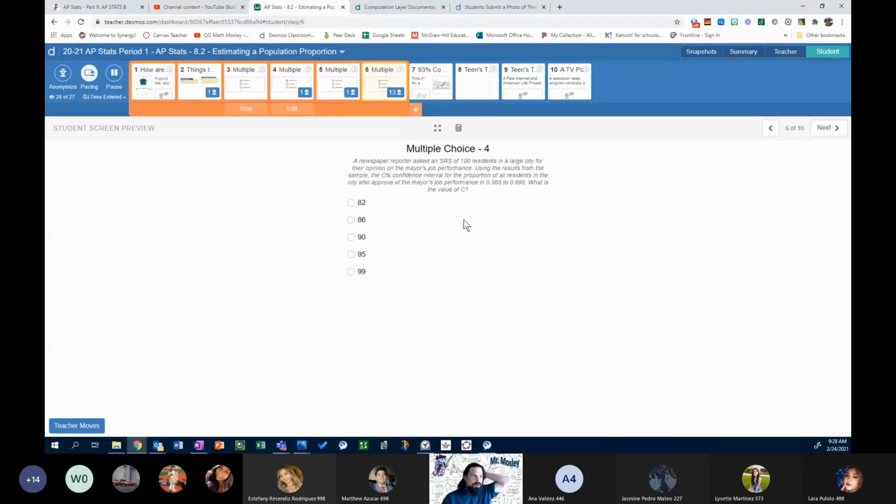So now let's look over to the fourth question here. With the newspaper reporter with an SRS of 100 residents in a large city, we're trying to find the percentage of the confidence interval. What's the value of C? All right. Now we get the actual solution is 82.